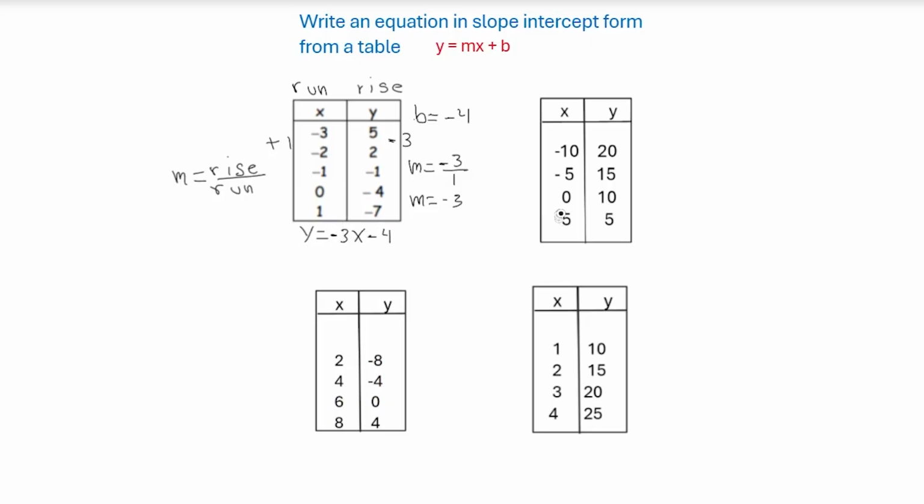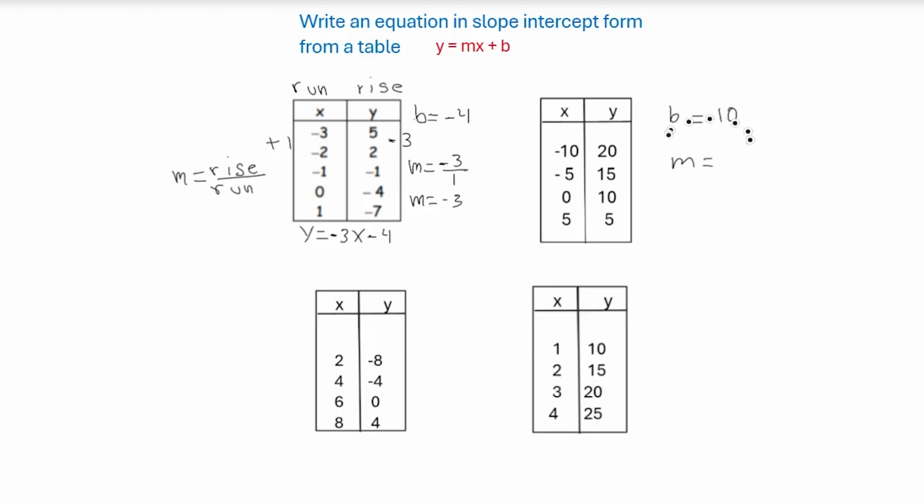One more time. This is another table of values. We are always going to be finding the slope and the y-intercept. So this is the y-intercept, and that will be the slope. For the y-intercept, you are always looking at the value where x equals 0. Then this will be the y-intercept. That would be +10.